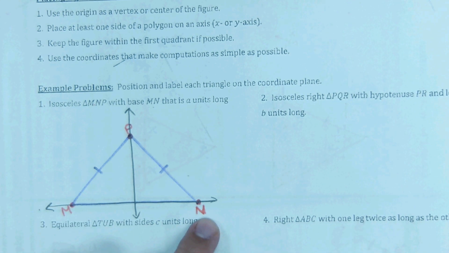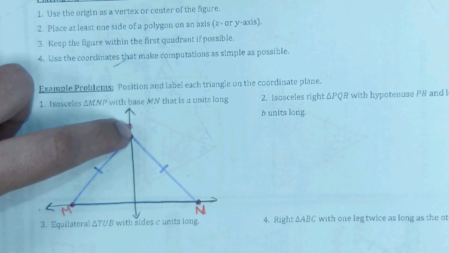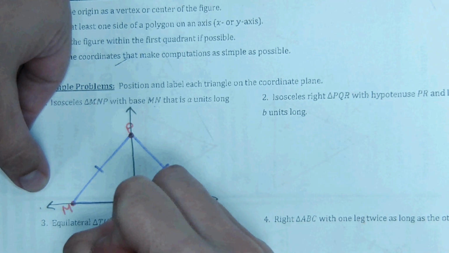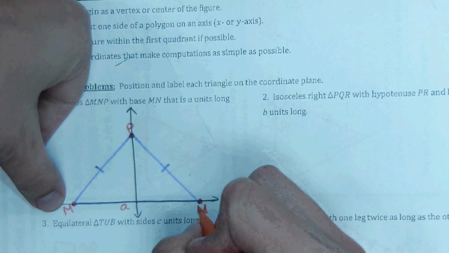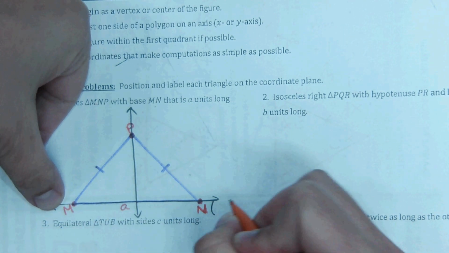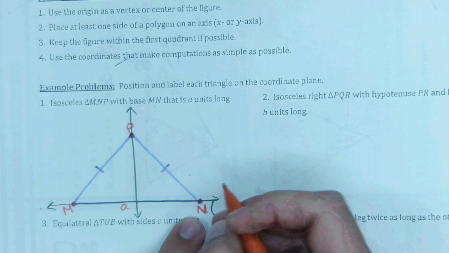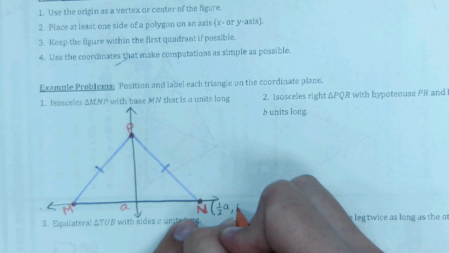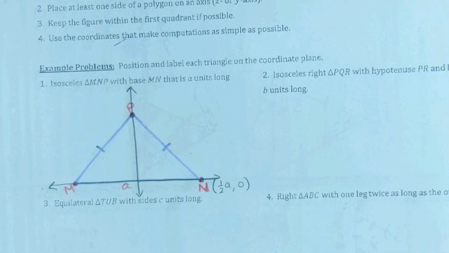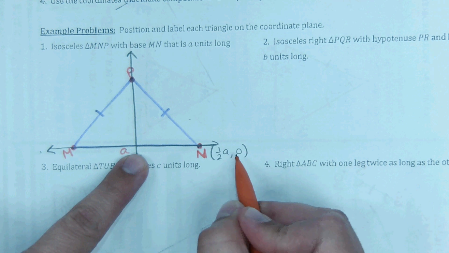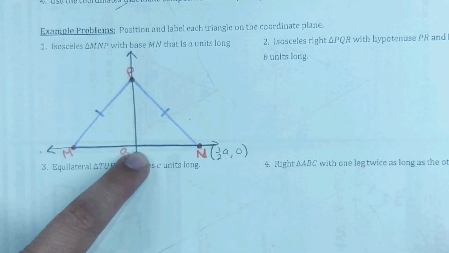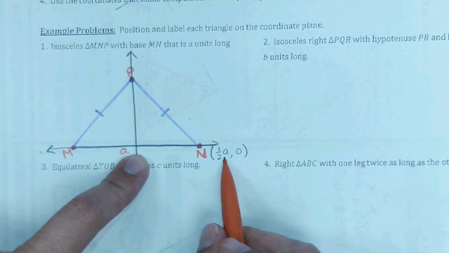Okay, so now what I'm trying to do is actually identify coordinates for each of these points. It says this base is A units long, and that's going to help me determine my coordinates. So for N, and this will look weird at first, it's alright. If this is A units long, then this point is at 1/2 A, 0.